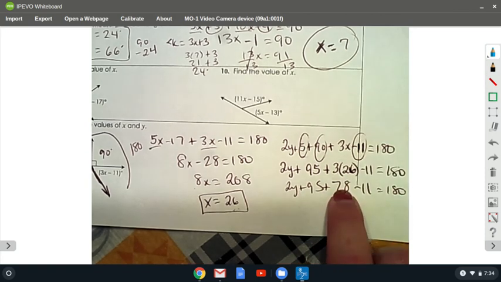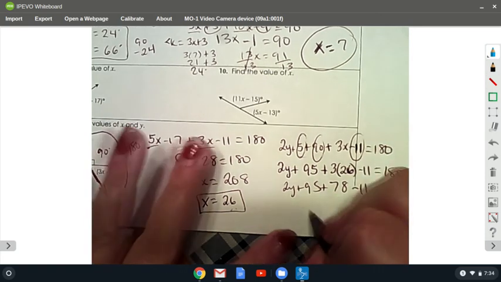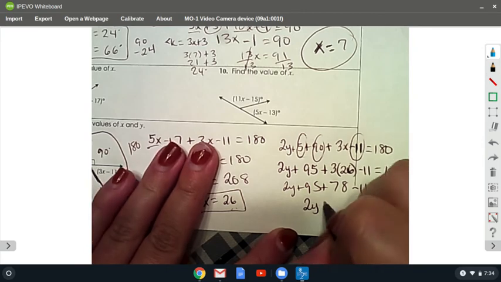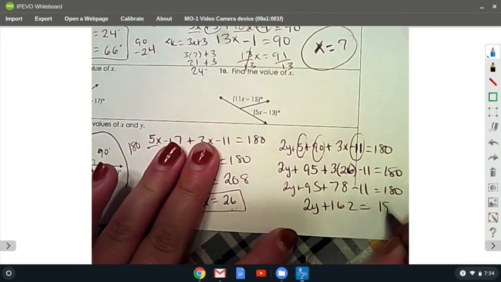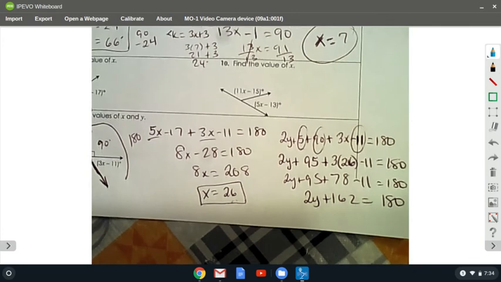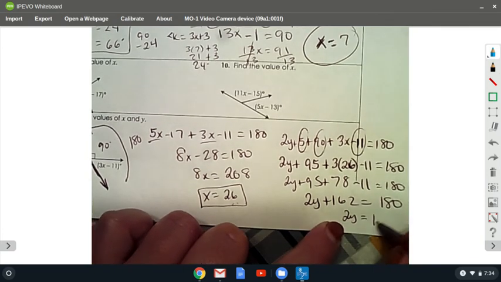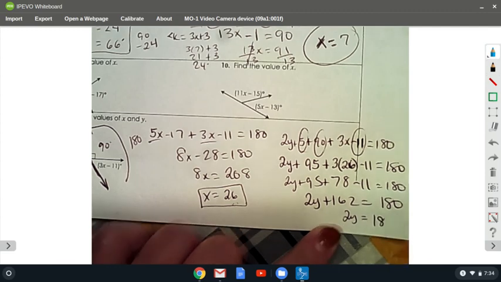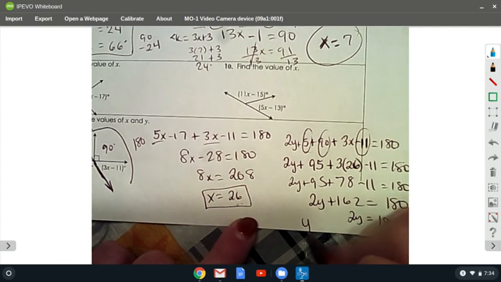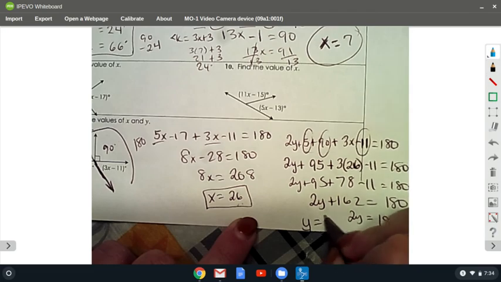95 and 78 added together, subtract 11. Just simplifying, that gives me 162. And then I'm going to subtract 162 from both sides, and I get 2y equals 18. And that makes my y, when I divide by 2, equal to 9.